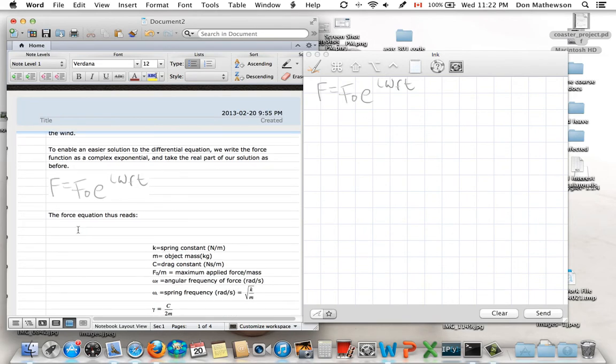So for the force equation then, the sum of the forces is the elastic force, the drag force minus CV, velocity is x dot, plus this applied force, and that's got to equal the mass times the acceleration. So we'll gather terms on the right hand side here. We'll leave this one by itself. Bringing these two over, we'll get mx double dot plus cx dot plus kx equals this complex exponential.